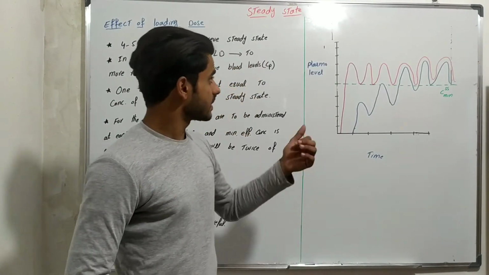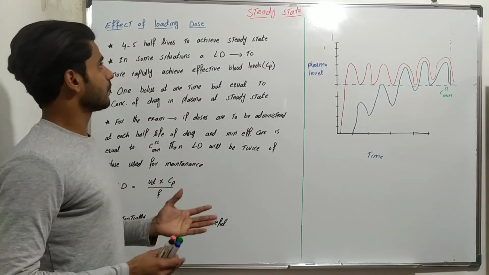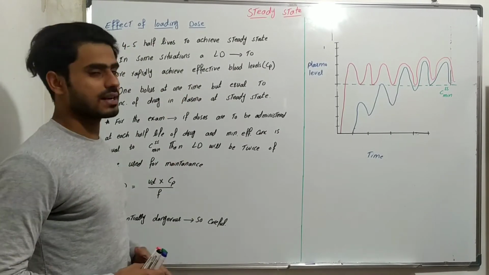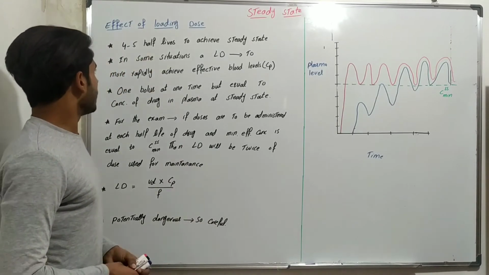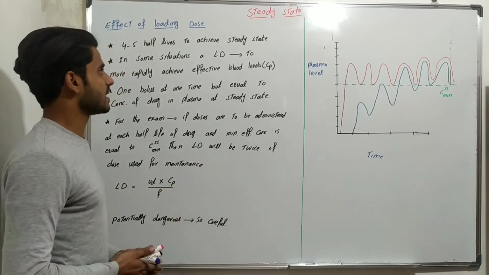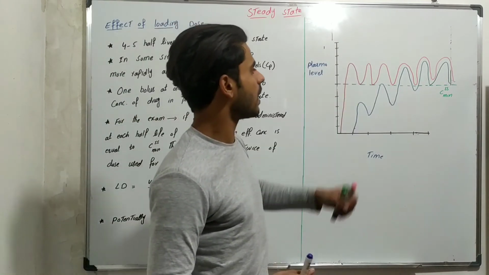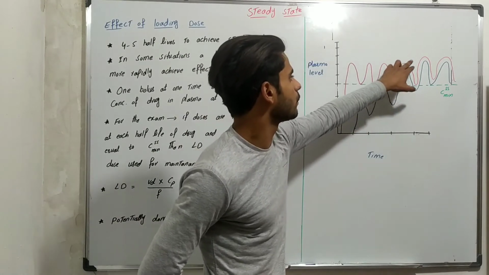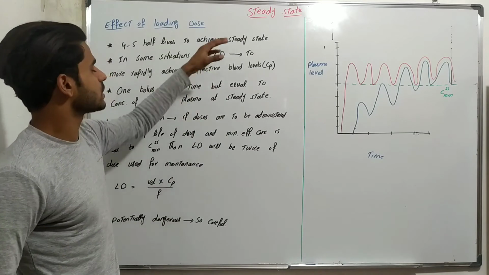So in this slide, in the previous slide we discussed the effect of the rate of infusion on the steady state. Now we will discuss the effect of loading dose on the steady state. Normally it takes 4 to 5 half-lives to achieve the steady state. We discussed in the previous lecture that it takes 4 to 5 half-lives to reach the steady state. One half-life, second half-life, third, fourth. Clinically, it takes 4 to 5 half-lives to achieve the steady state.